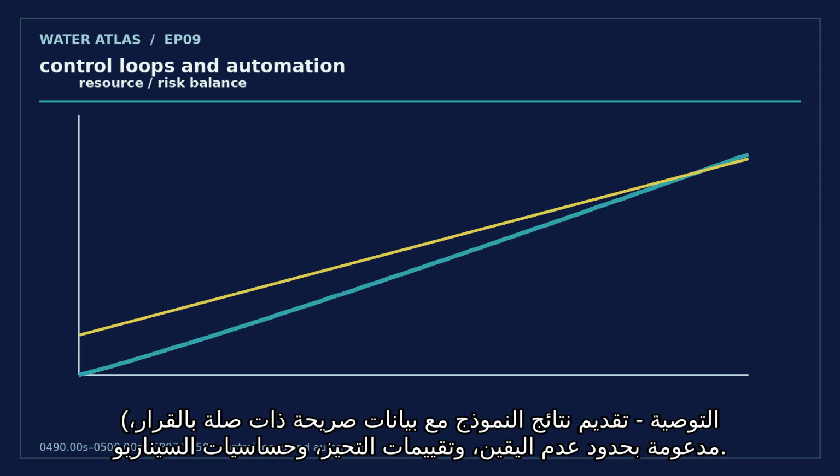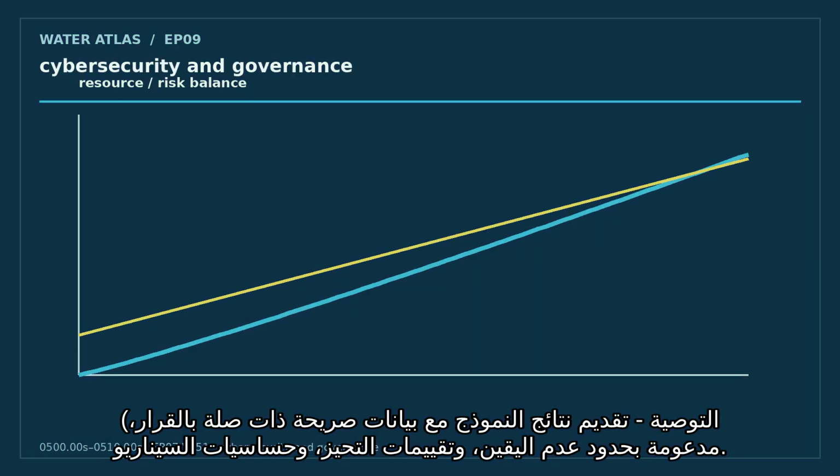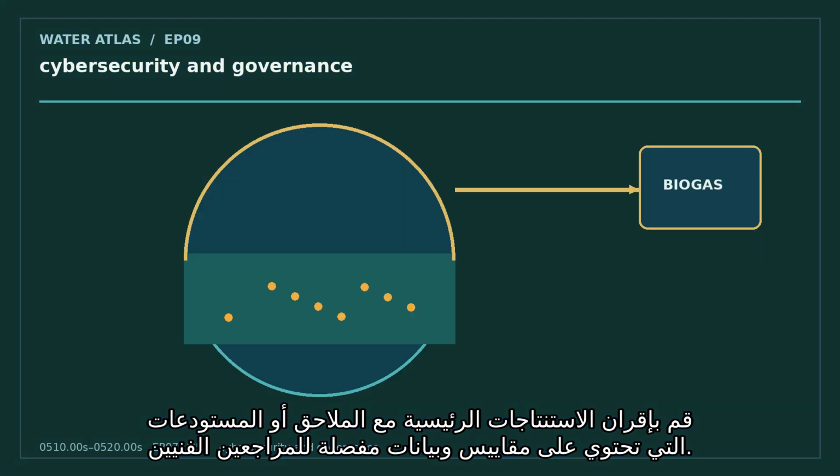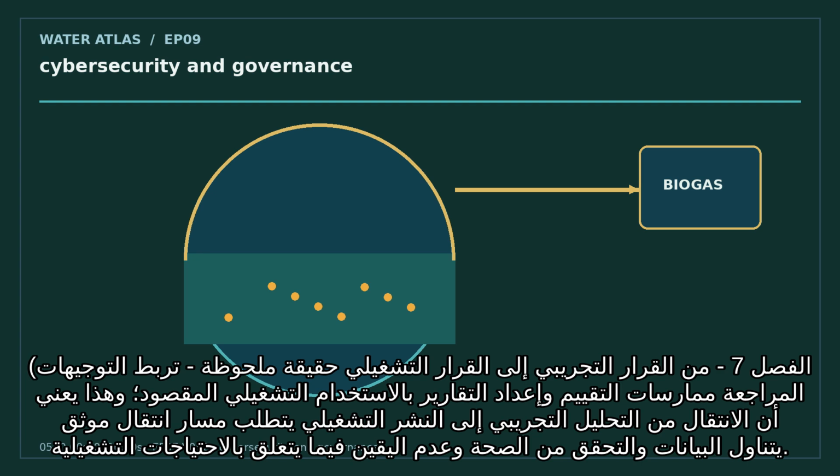Recommendation. Present model results with explicit statements of relevance to the decision, supported by uncertainty bounds, bias assessments, and scenario sensitivities. Pair headline conclusions with appendices or repositories containing detailed metrics and data for technical reviewers. Chapter 7. From Pilot to Operational Decision.